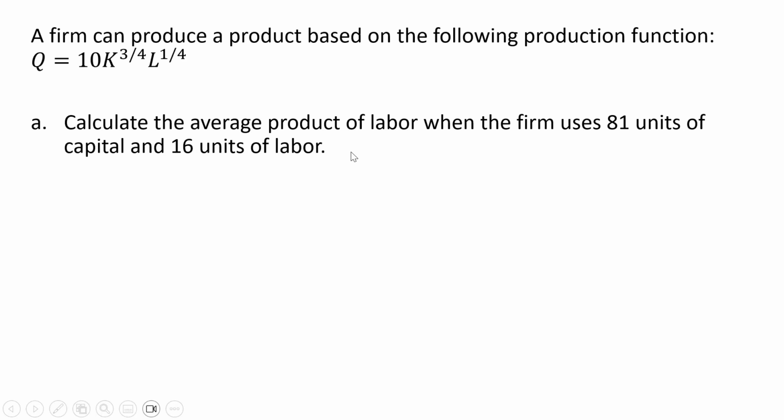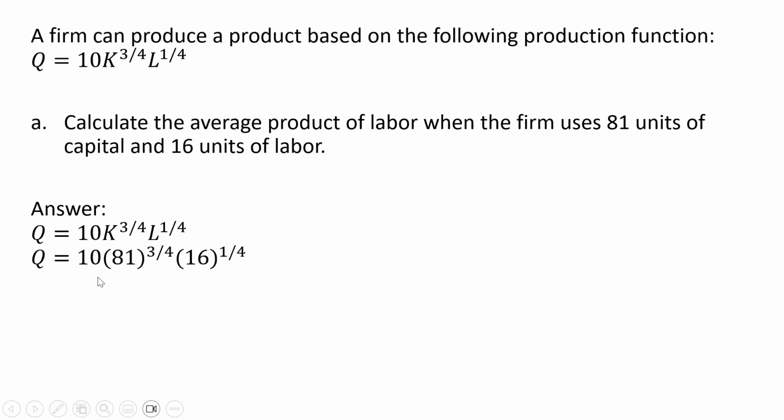We want to calculate the average product of labor when the firm uses 81 units of capital and 16 units of labor. First thing I'll do is take our production function, and for K, I'm going to plug in 81 for 81 units of capital, and for L, I'm going to plug in 16. Plugging those values in the production function, and now simplifying, 81 to the 3/4 power is 27, and 16 raised to the 1/4 power is 2, and then multiplying 10 times 27 times 2, we get an output of 540.